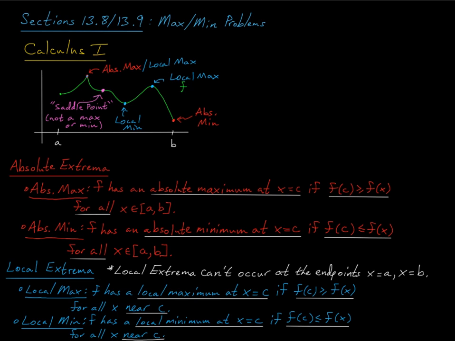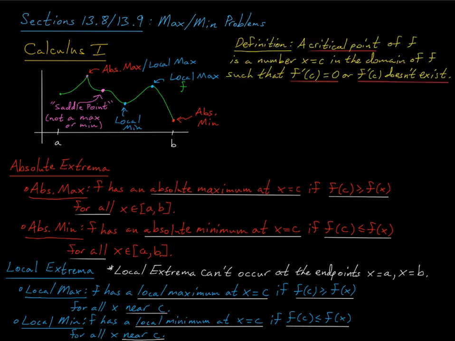When we go into 3 dimensions, our surface at the analogous point will actually look like a horse saddle, so that's why I'm giving it this name. But in any event, this type of point, where the graph is flat, is not a max or min, as we just discussed. Now a couple of other comments. We call a critical point of the function f a number x equals c in the domain of f such that f prime of c is either 0 or f prime of c doesn't exist.